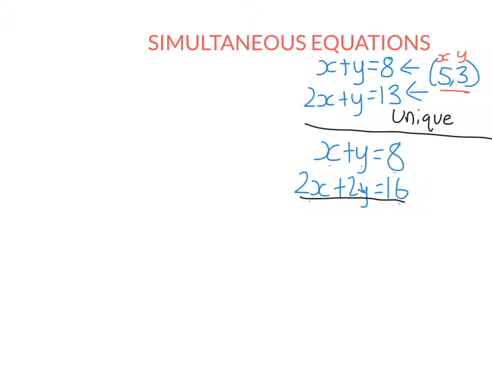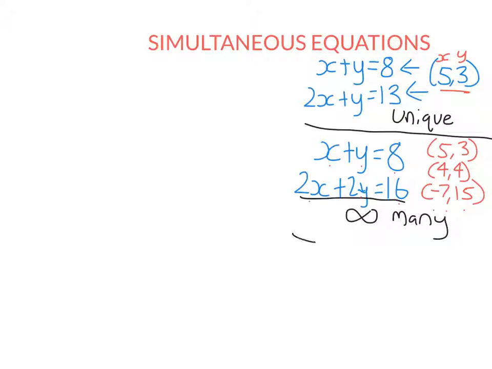I could have x equals 5, y equals 3. That's a solution to both equations. But I could also have solutions like x equals 4, y equals 4, x equals minus 7, y equals 15. All of these are examples of solutions to both equations. If I were to graph both of these lines, they would lie on top of each other because they are the same line. So they would have infinitely many solutions when they're the same line.